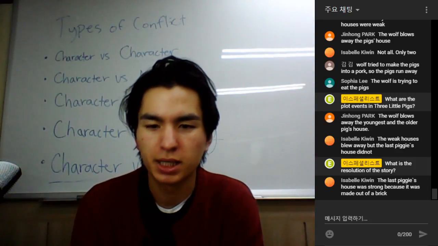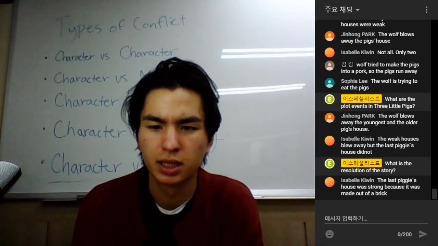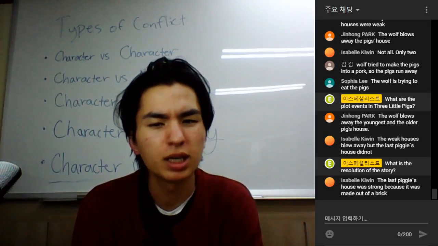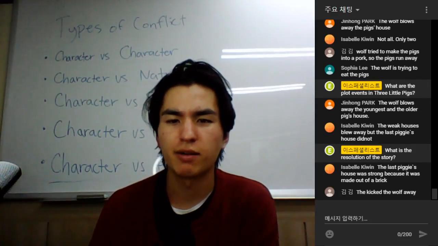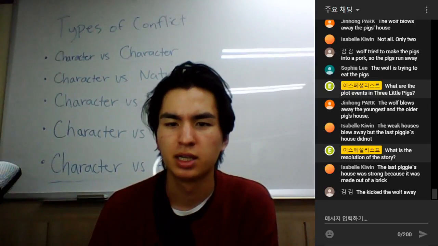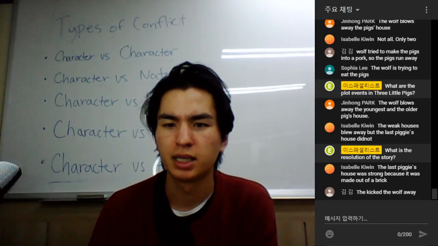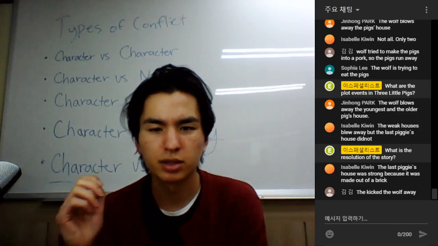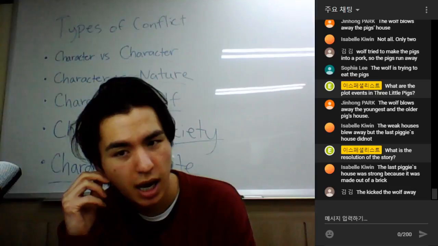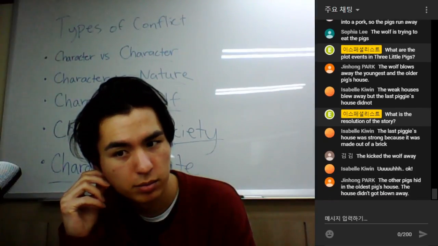Okay, everybody else, the resolution of the story. So the last piggy's house was strong because it was made out of brick. That's still only about half of the resolution, right? Remember our central conflict. I like Sophia's central conflict. The wolf is trying to eat the pig. Here's the big problem. Okay, the piggy's house was strong. That doesn't explain how that solves the problem. Okay, we have to explain in the resolution. The resolution has to explain how they solve the problem.